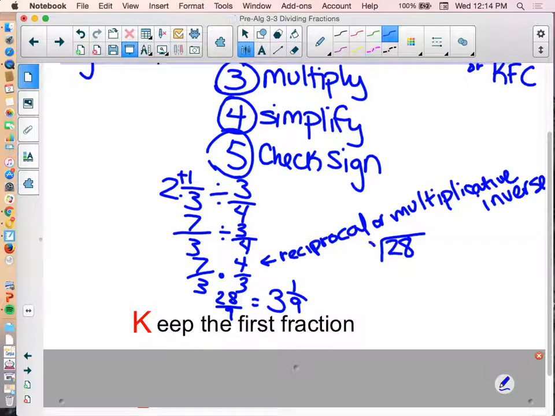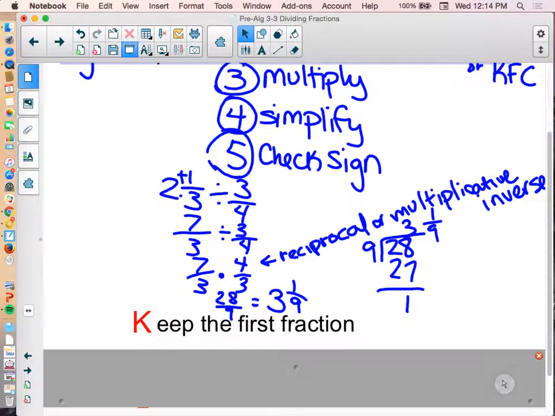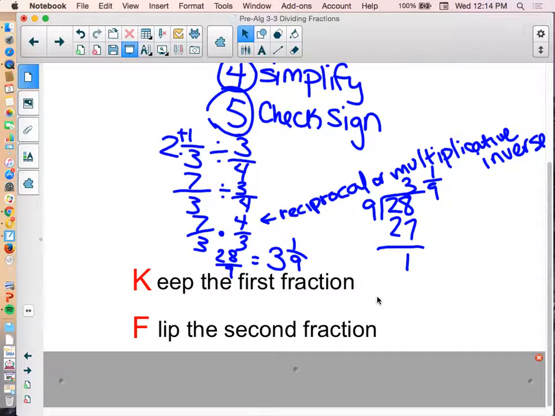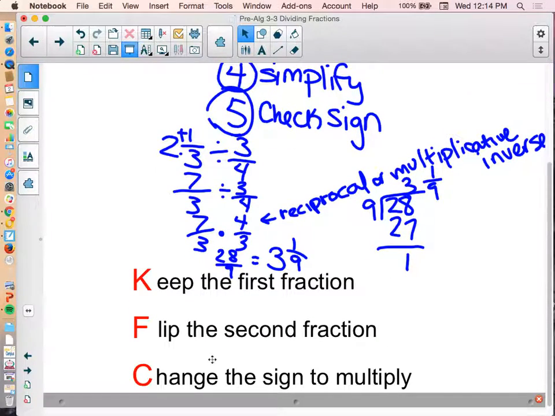28 divided by 9. Divide, you get 3 wholes. 3 times 9 is 27. Subtract, you get 1. So that is 3 1/9. Always remember, keep the first fraction, flip the second fraction, and change the sign to multiply. That's what KFC stands for.